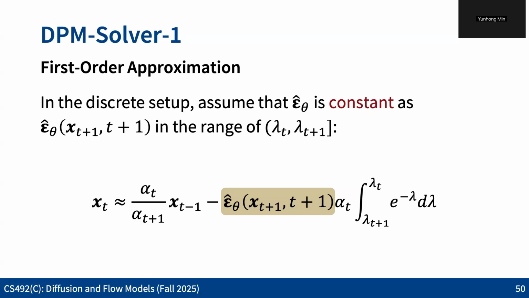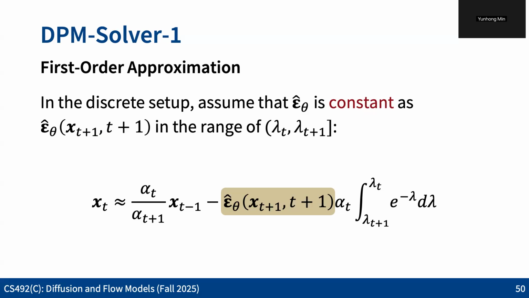Sorry, this should be xt plus 1. There are some typos here. So when you compute xt given xt plus 1, we are going to assume that the noise term that we compute from xt plus 1 becomes constant in this interval. With this simple approximation, we can now compute the analytic form of the whole expression. Make sense? Since the noise term is constant over the interval, the only thing we need to compute is these integral terms, right?